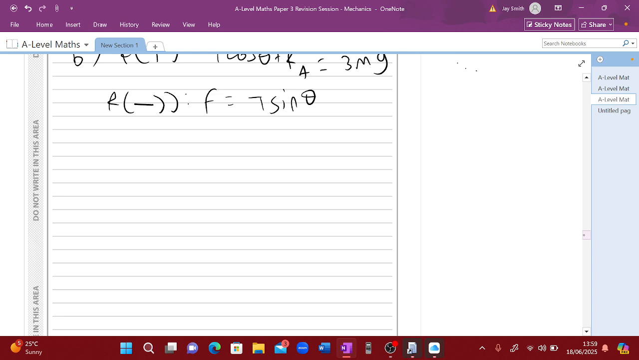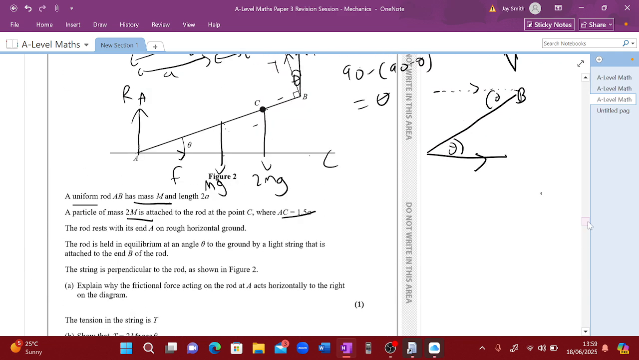But we're also going to take moments, in the anti-clockwise direction, which I will specify here. And what's the best point to take moments about along the rod AB? The best thing to pick is the place where there's the most forces going on, and that's going to be at A, because we've got friction and the reaction force.